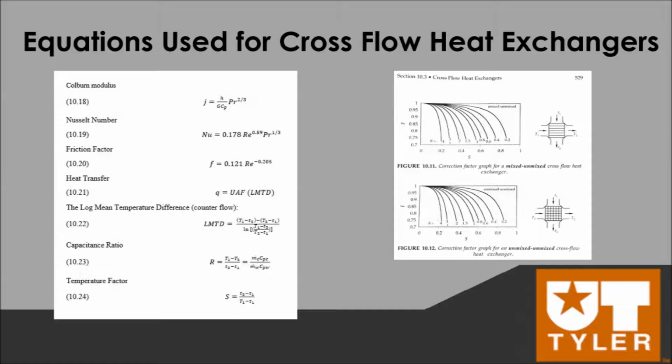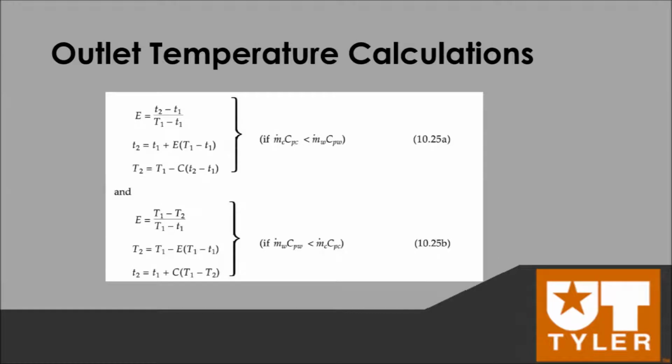Obtaining the capacitance ratio R and temperature factor S, we can find the correction factor for any of these types of cross-flow heat exchangers. In many cases of heat exchanger calculations, only the fluid inlet temperatures are known, and it is necessary to calculate outlet temperatures for the given heat exchanger. The effectiveness-NTU method presented here is the most convenient way to calculate the temperatures.